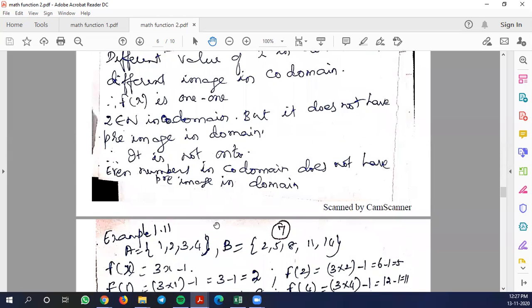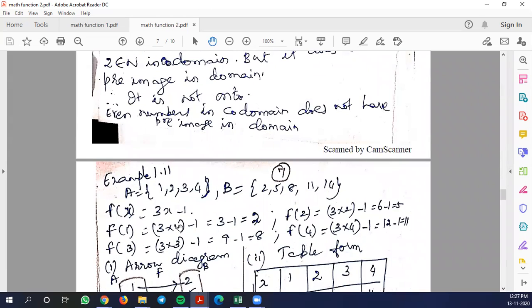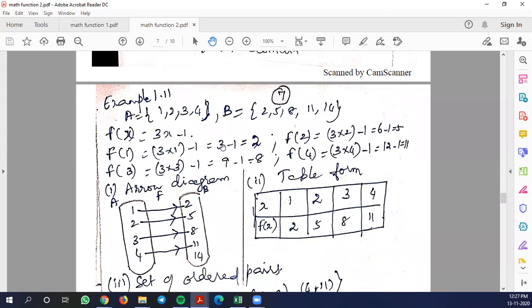Okay. Then again we'll do example 1.11. In example 1.11, that's on page number 16, an important 5 mark sum, you take. So here, very easy sum. A is equal to {1, 2, 3, 4} and B is equal to {2, 5, 8, 11, 14}. So here the function is f of x equal to 3x minus 1.